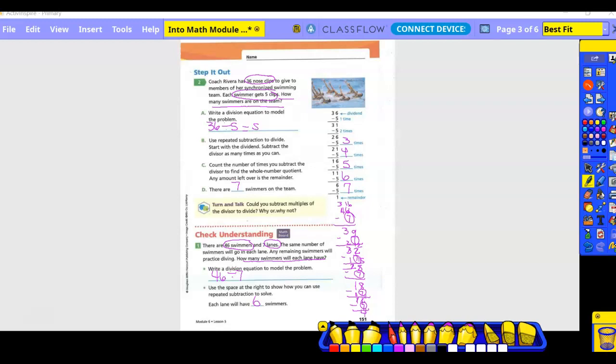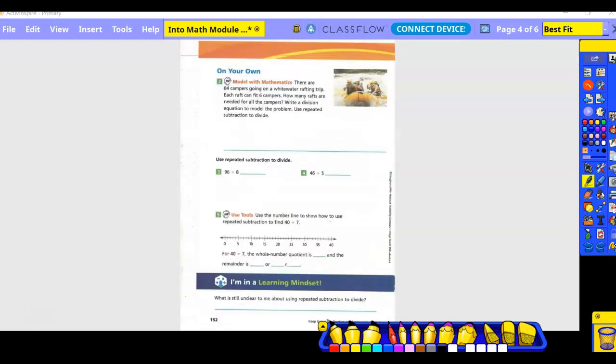Okay. How many swimmers will be diving? 4, right? Because we had a remainder of 4, and they said however many were left over would go and be divers, right? On your own. So you guys are going to do number 2 and 3 with your partners, and I will check it, and then you guys can move on to your homework assignment. We're going to do 4 and 5 together real quick.